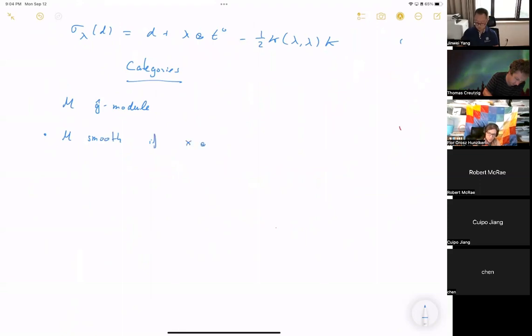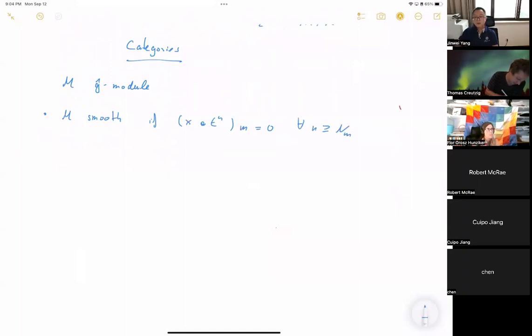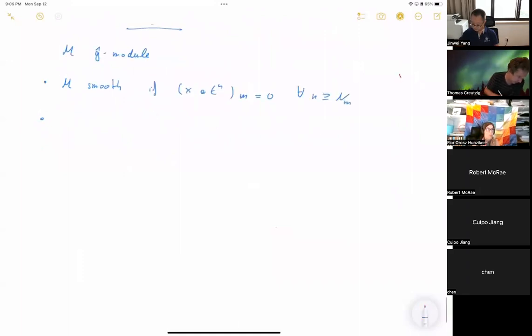Smooth means for every x in the horizontal subalgebra, in the Lie algebra, x times t to the n annihilates a given vector as long as n is sufficiently large. This is the affine Lie algebra analog of the lower truncation condition on the VOA side. Now, moreover, one associates to a module a spectrally flown module.